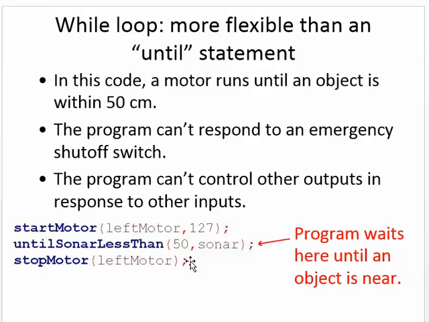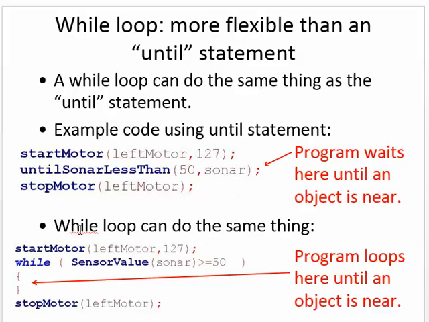All this until can do is tell it to stop. It can't turn anything else on. It can't turn anything else off because it only has this capability. An until statement is not exactly very flexible. Okay, what I want to point out to you is what they're saying down here.